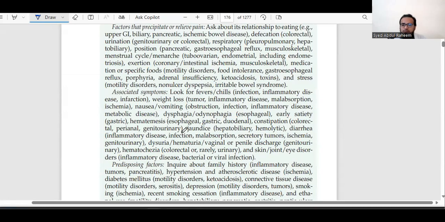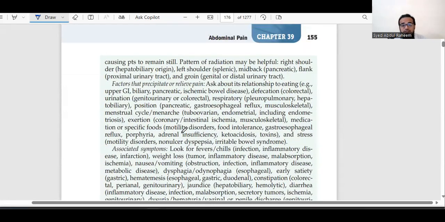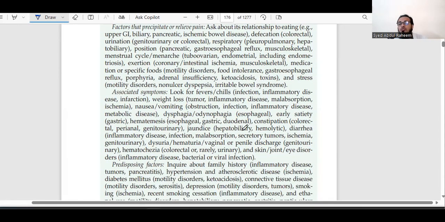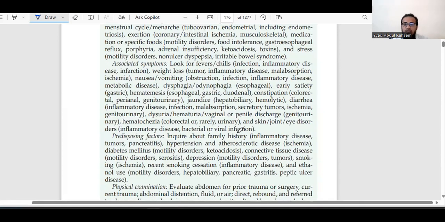I told you about the pain. If along with pain the patient has fever or chills, it means infection. If the pain is with weight loss, it means tumor, malabsorption. If the pain is with nausea and vomiting, you can see infection, inflammatory diseases, metabolic diseases. If the pain is with inability to swallow, it means gastric issues. If the pain is with constipation, it means internal issues of the colon also. If the pain is with jaundice, the liver is affected. If the pain is with diarrhea, it means infection again in the colon region.